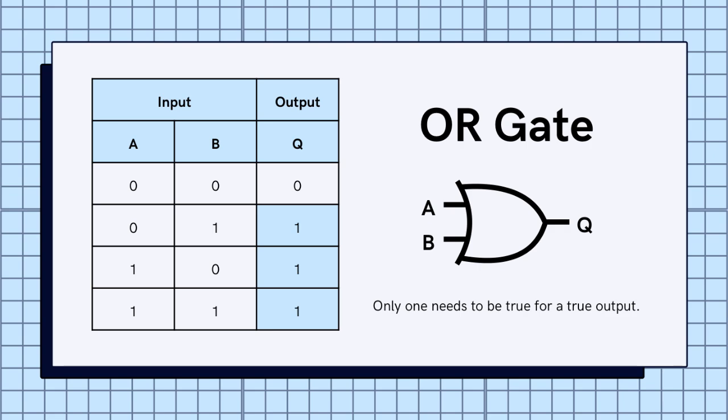This behavior is characteristic of what we call an OR gate. The key point here is that only one of the inputs needs to be true for the output to be true. It's a simple but fundamental logic gate in digital circuits, and it aligns perfectly with our theme of understanding how basic logic operations work.